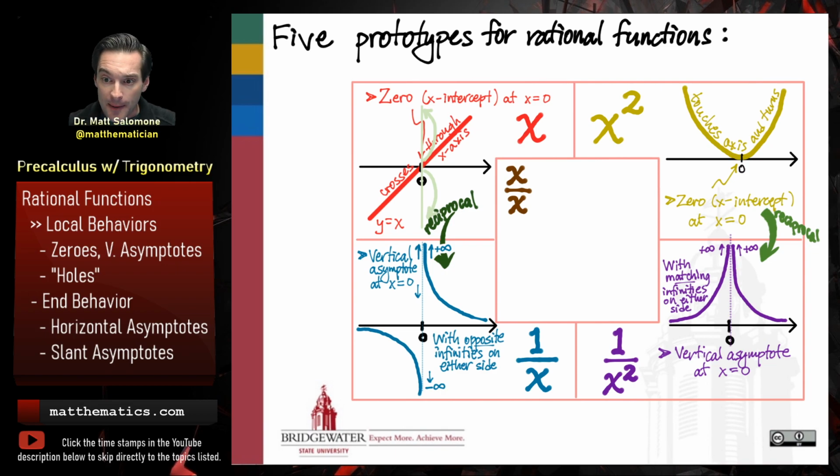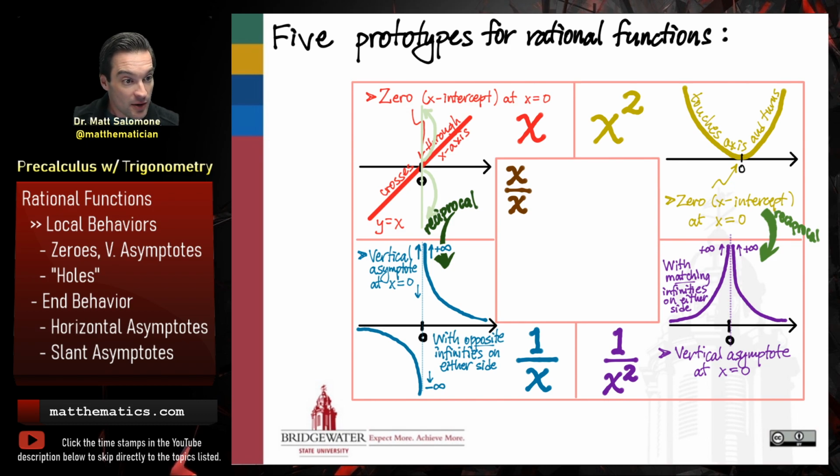And so there are these four different types of behavior that we could see for one of the factors in my rational expression. We could see my rational function becoming 0 by crossing through the axis, or we could see it becoming 0 by touching the axis and turning back around. Or we could see it having a vertical asymptote that has opposite infinities on either side. Or we could see it having a vertical asymptote that has matching infinities on either side. Or we have the fifth example.